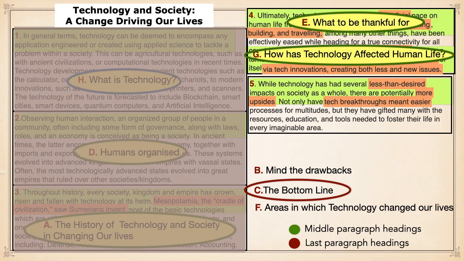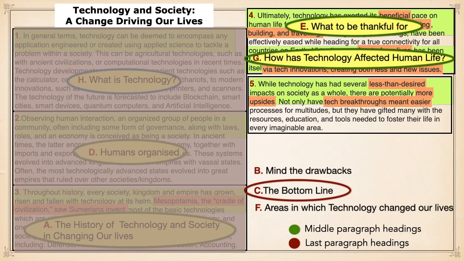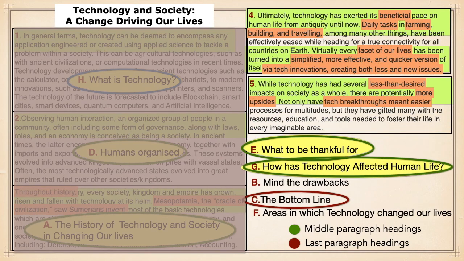They would be equally wrong for the same reason as before. It appears the same two headings, what to be thankful for and how technology affected human life, could be equally correct for paragraph 5 as well as for paragraph 4. I need to decide which goes with which.